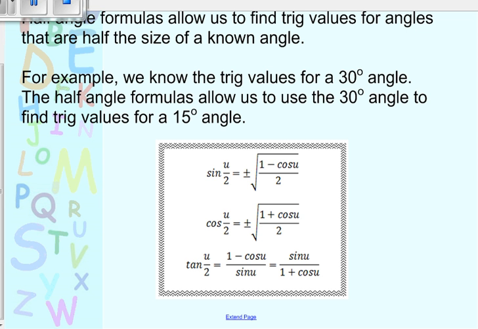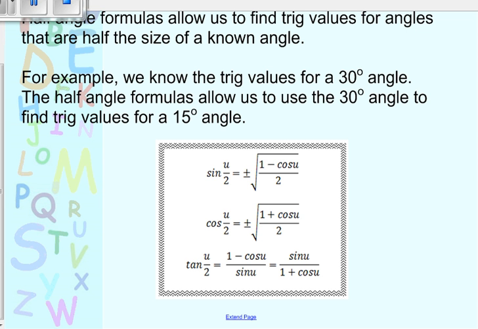Cosine is going to be plus or minus the square root of 1 plus cosine u divided by 2. Cosine, again, is a little bit easier to get that negative, so you got to be on the lookout for that because cosine's negative in the first and the second quadrant, and it's very easy to find a half angle in the second quadrant. So make sure you're on the lookout for that with cosine.